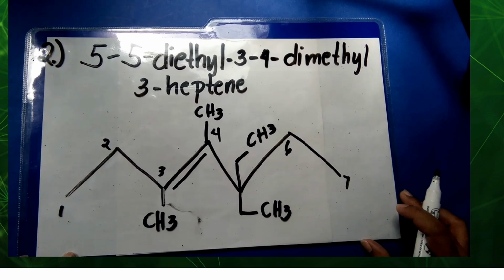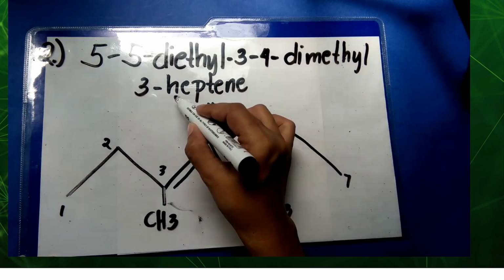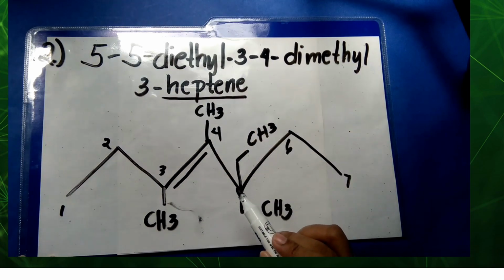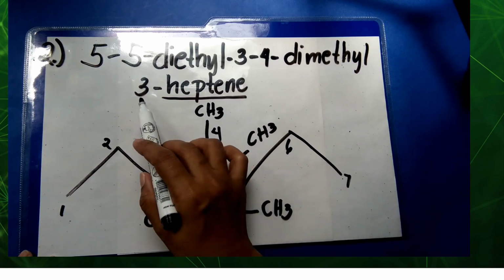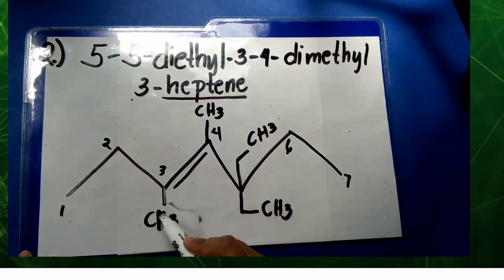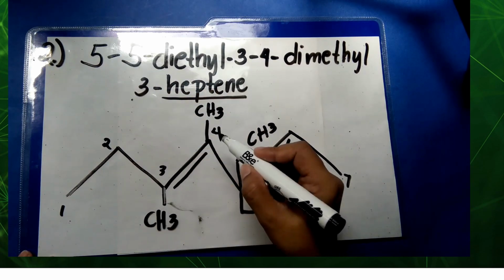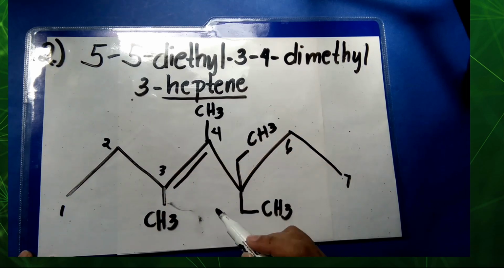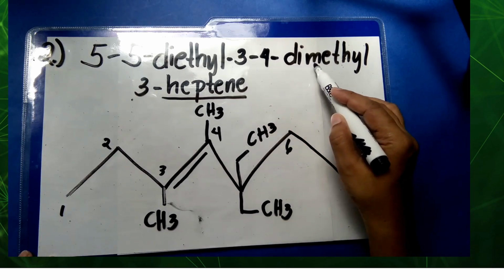So let us check if the structure we made is correct. So again, the parent chain or the longest continuous chain is heptene. So there are 7 carbon atoms. So 1, 2, 3, 4, 5, 6, 7. So the double bond is located here on the third carbon atom, right here. So this is the double bond. It started at carbon 3 and then ended at carbon 4. So right here, number 3. So that is correct. On the third and on the fourth carbon atoms, we have methyl.